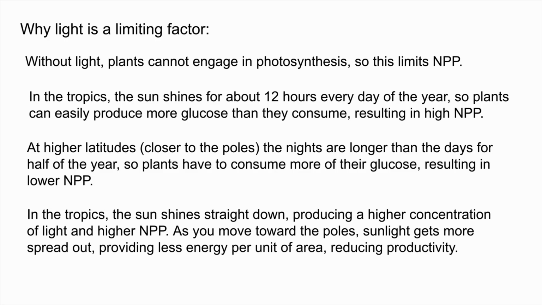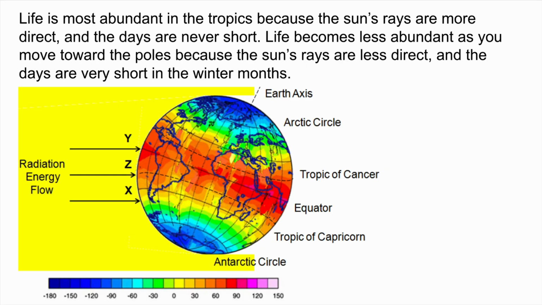And another thing to keep in mind is in the tropics, and we'll talk about this in a different episode, the sun just shines more intensely. It's more straight down on the ground. And so the plants just get more light. Not only do they have more hours of light, they have more light per hour. So again, that results in a great deal more productivity.